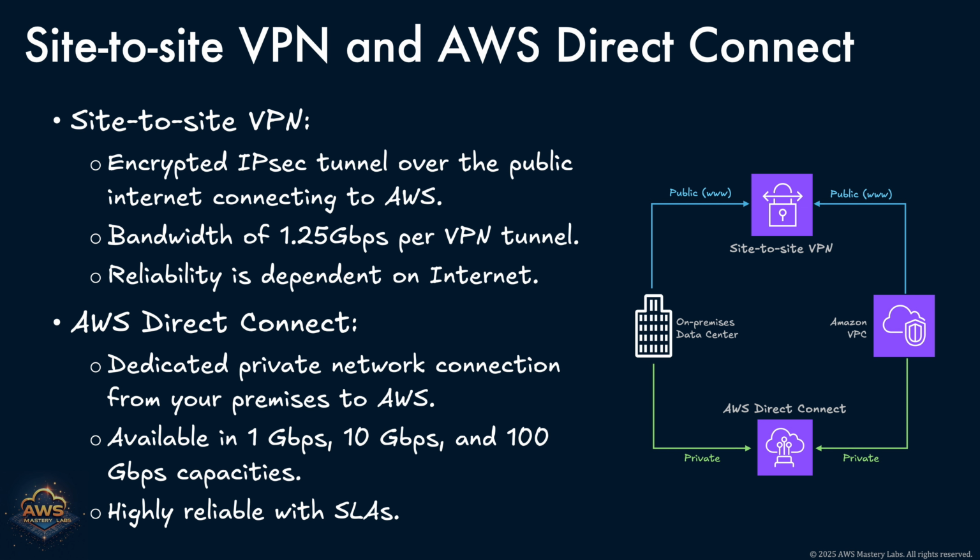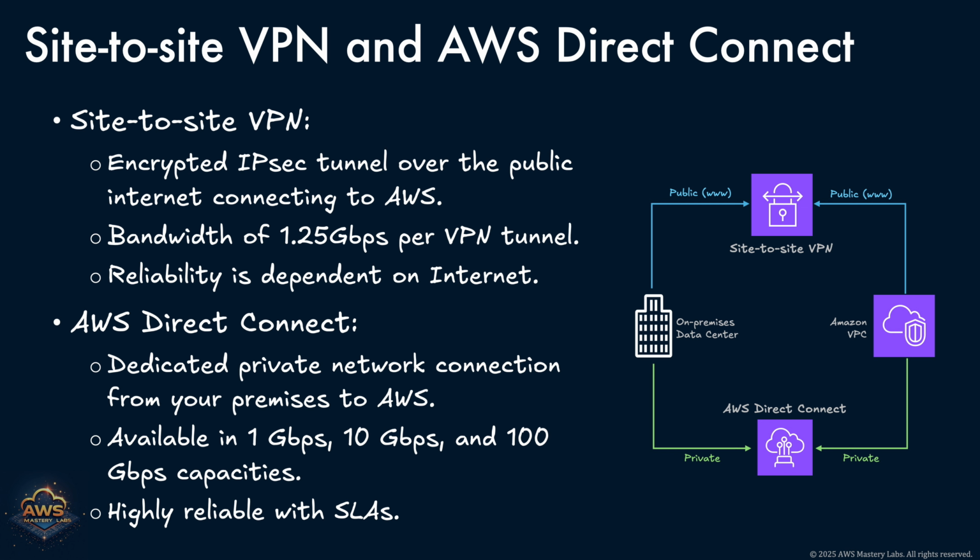This makes it quick to deploy, often within minutes, and a great choice for development environments, lightweight production traffic, or as a backup path for more critical connections. VPNs support up to 1.25 gigabits per tunnel and can be scaled with multiple tunnels for redundancy. However, since traffic flows over the internet, performance can vary due to network congestion, and latency may be unpredictable.